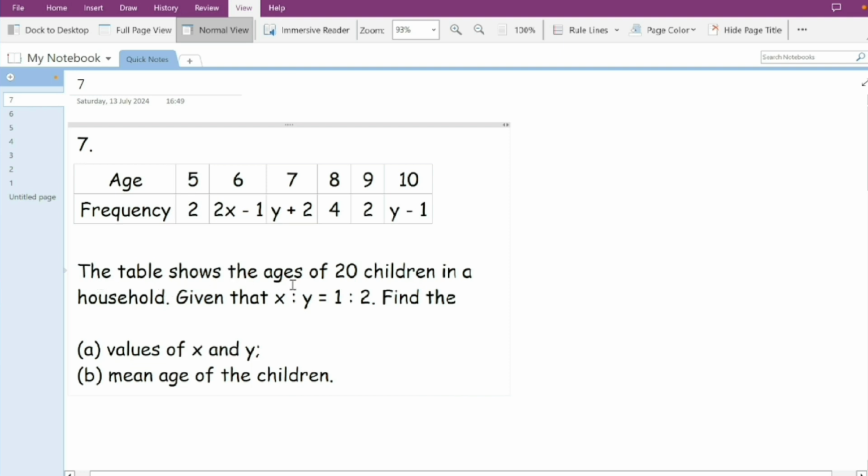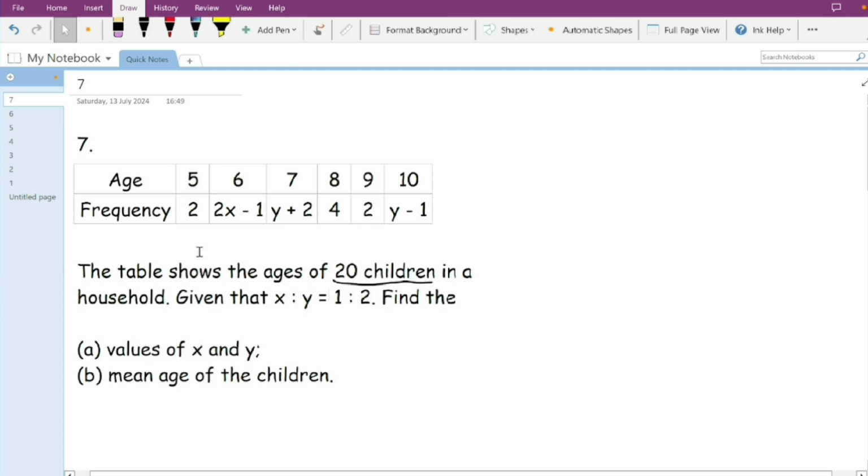The table shows the ages of 20 children. Now these 20 children represent the total number of frequency, or the addition of the frequency, what we call the summation of the frequency. This frequency represents the total number of the children. That means 2 plus 2x minus 1 plus y plus 2 plus 4 plus 2 plus y minus 1 all sums up to 20. That's what this part of the question is saying.